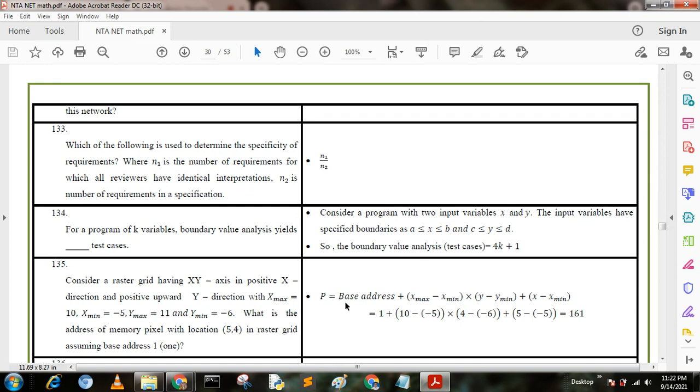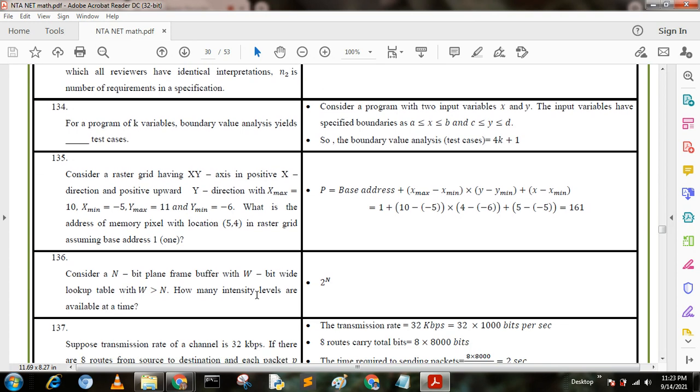Here the formula becomes P equal to base address plus (X max minus X min) into (Y minus Y min) plus (X minus X min). We put in the values of X max, Y max and the value of XY, X equal to 5, Y equal to 4, and we get 1 plus (10 minus minus 5) into (4 minus minus 6) plus (5 minus minus 5). When you solve this, we get the answer 161.